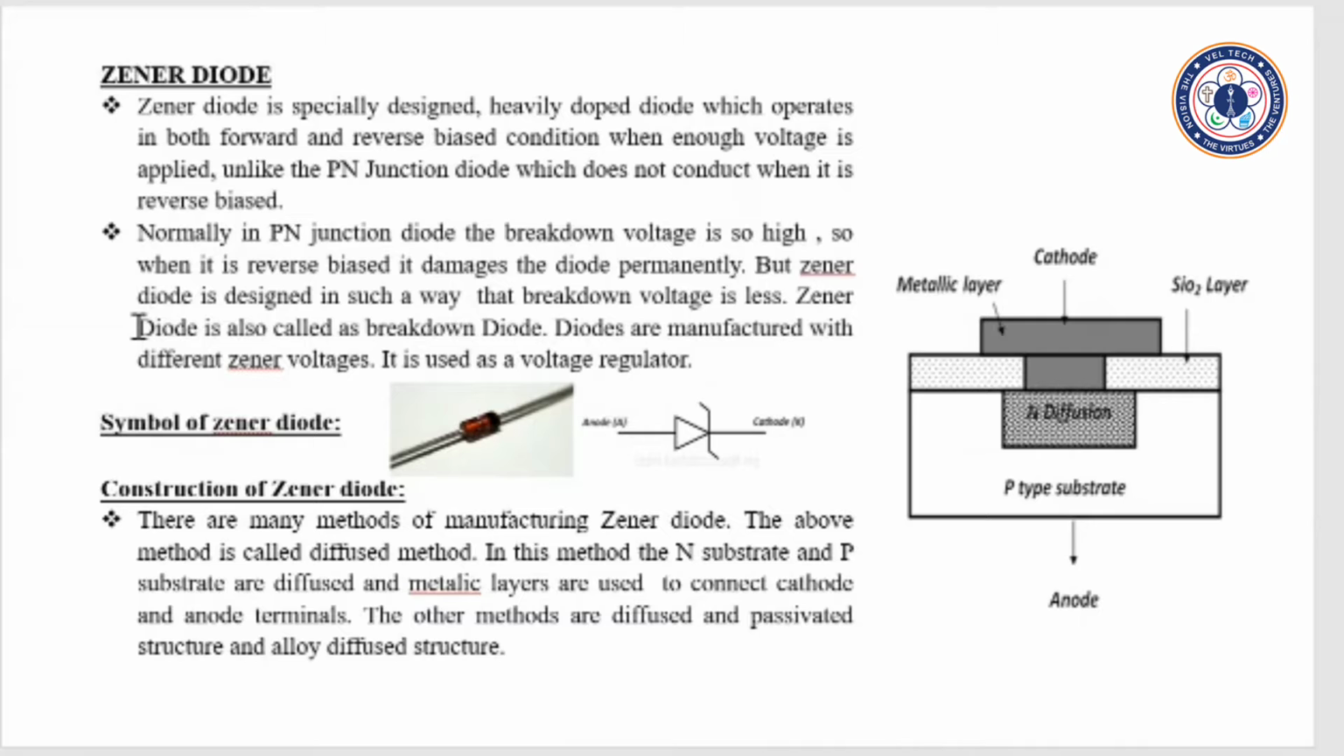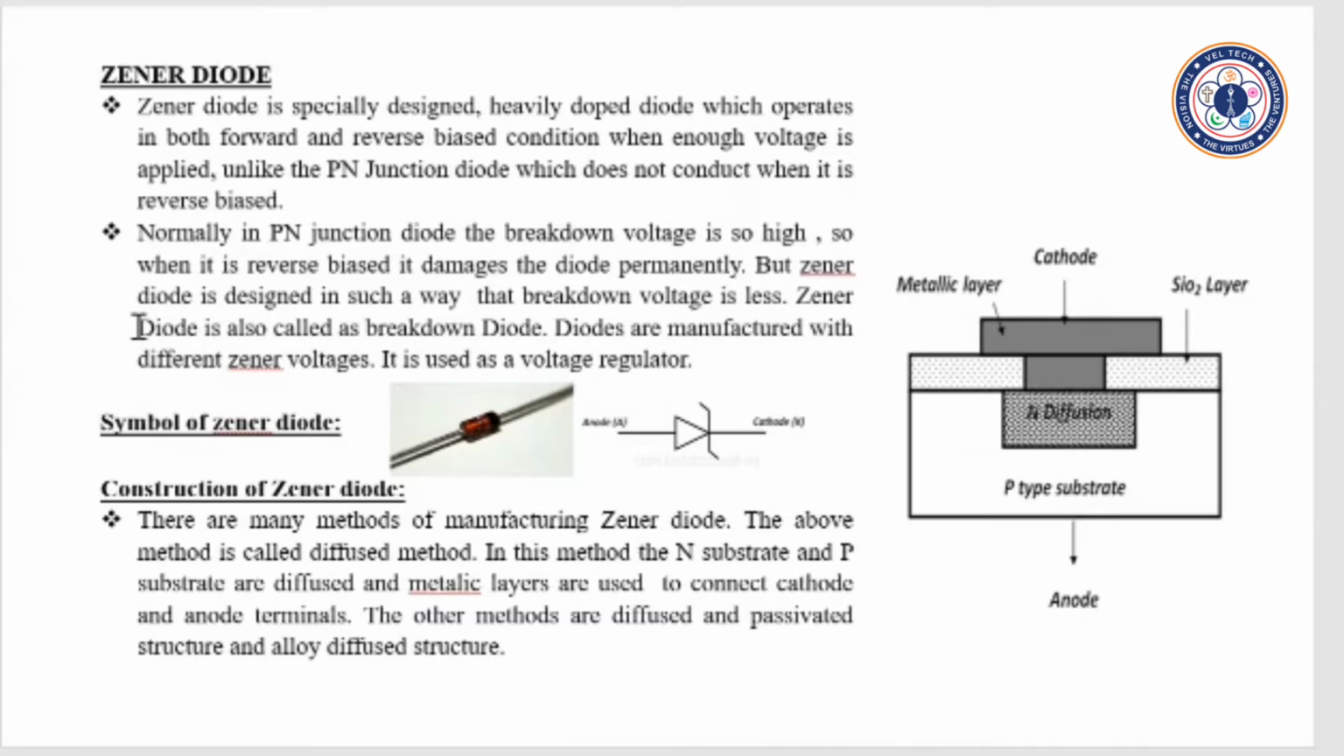The Zener diode is a specially designed diode which will operate in both forward and reverse bias condition, and it has a low breakdown voltage, so it is called a breakdown diode. This diode is manufactured with different Zener voltages. It can also act as a voltage regulator.